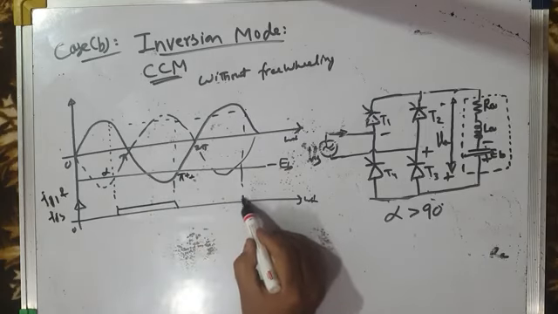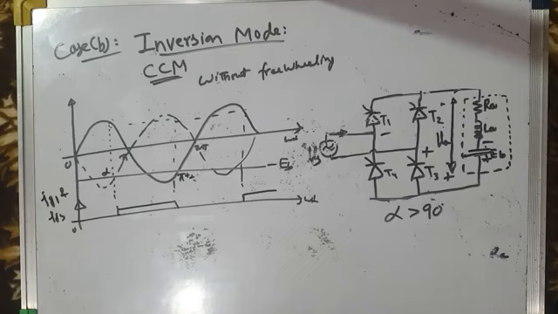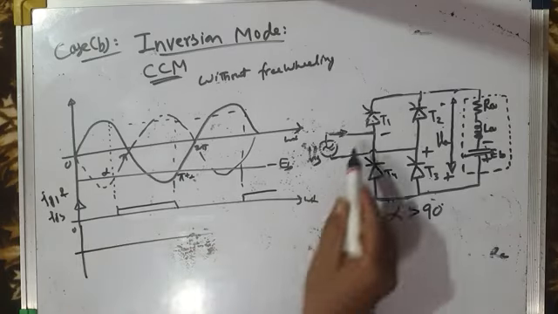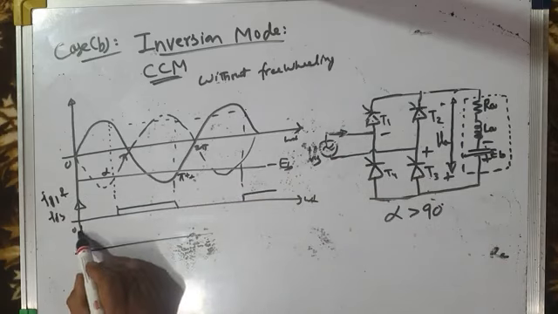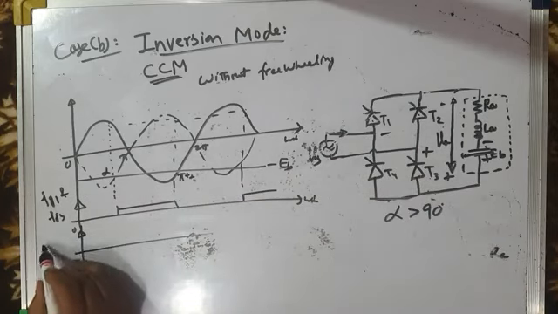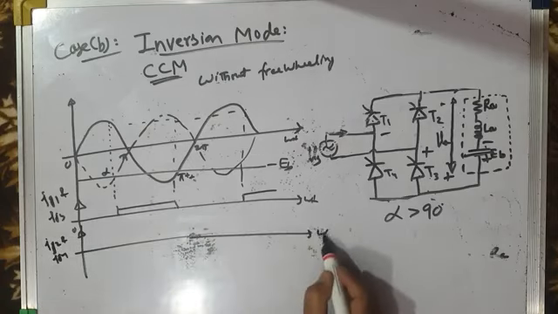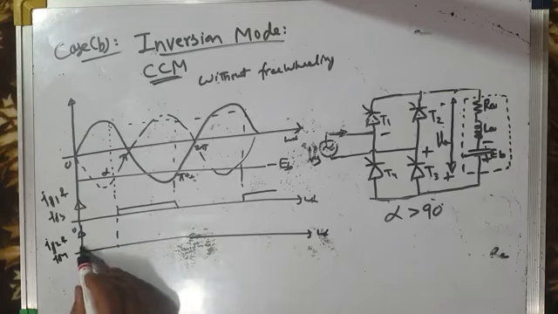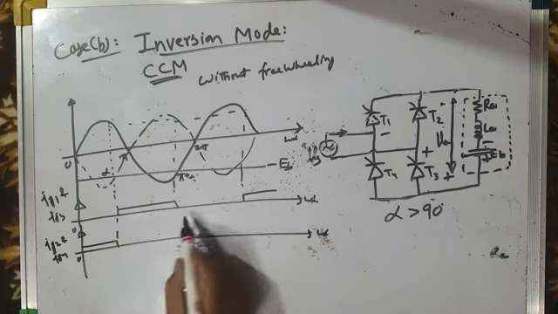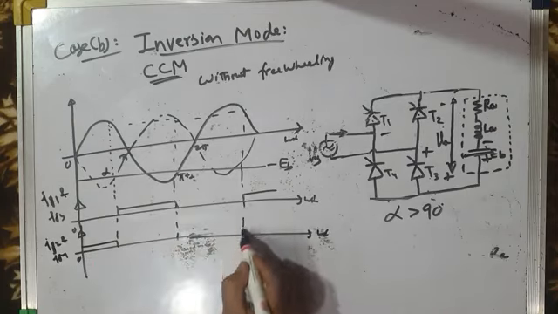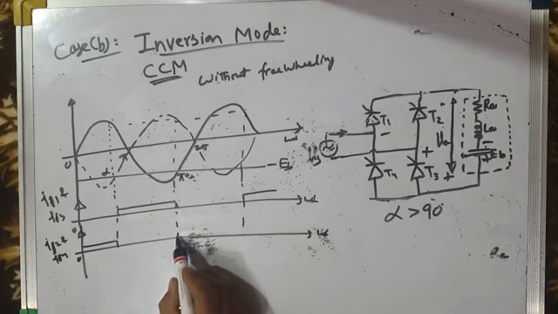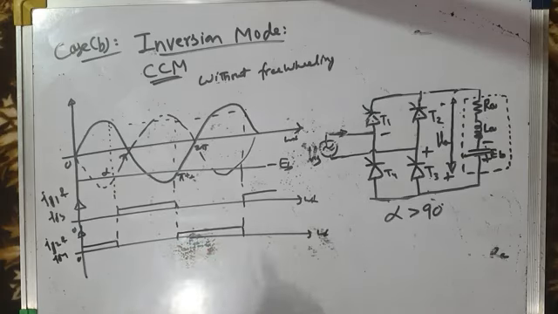And then next will be 2 pi plus alpha to 3 pi plus alpha, and so on. This is for IG1, T1 and T3, IG1, IG3. And for T2 and T4, the gating currents are IG2 and IG4. They are complementary to IG1 and IG3. So when IG1, IG3 is low, IG2, IG4 will be high. So these are the gating current paths.